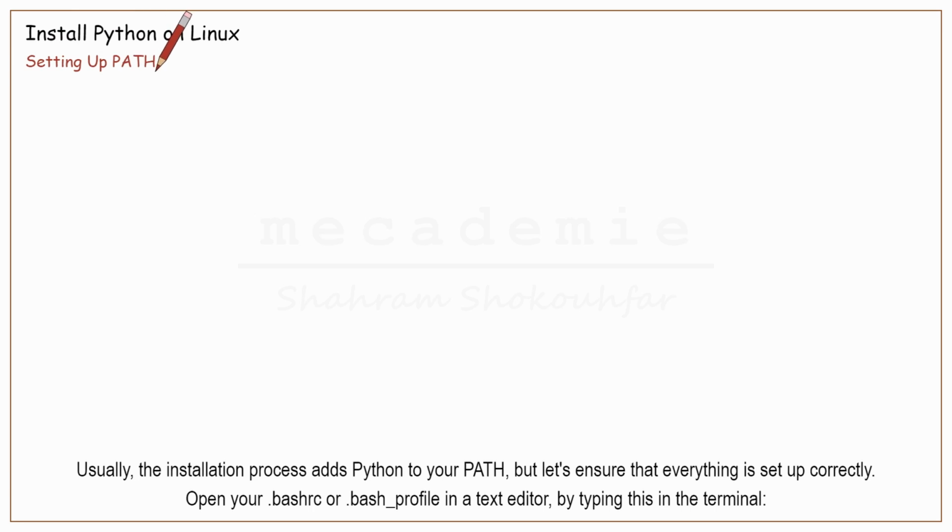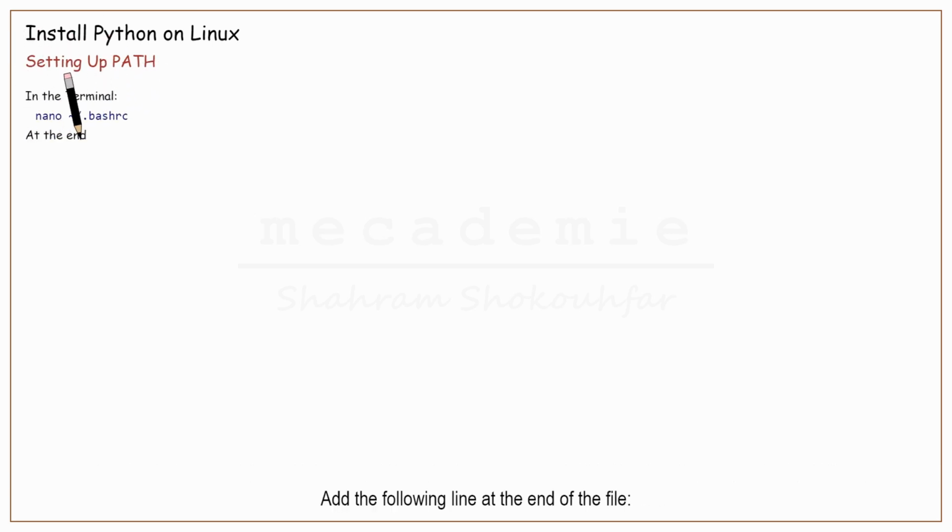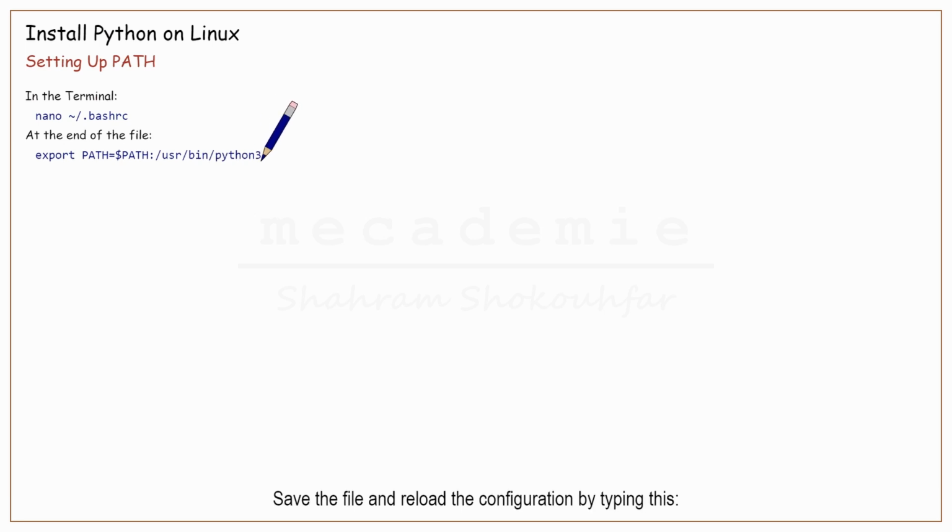Usually, the installation process adds Python to your path, but let's ensure that everything is set up correctly. Open your .bashrc or .bash_profile in a text editor by typing this in the terminal. Add the following line at the end of the file. Save the file and reload the configuration by typing this.